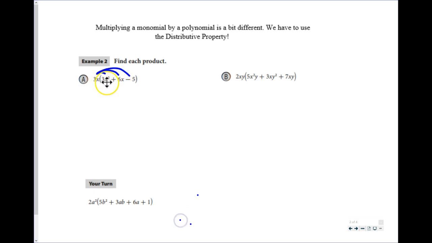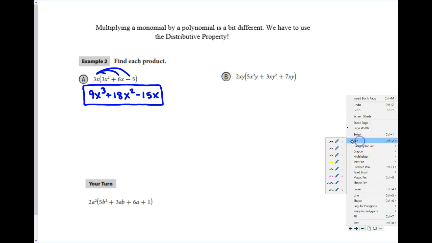So I'm going to do 3x times 3x squared, which is 9x to the 3rd. Then 3x times 6x, which is a positive 18x squared, and then 3x times negative 5, which is negative 15x. I'm making sure my answer is in standard form, and that is my simplified product. I can't do anything else. I can't combine any like terms.